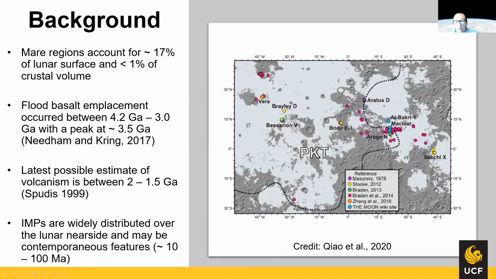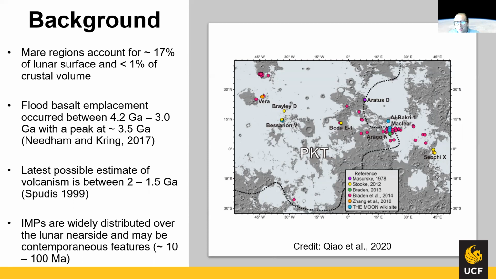IMPs are distributed throughout the lunar near side. The current documented number of IMPs is 91 after a recent catalog in 2020. The image on the right here shows the spatial distribution of IMPs overlain on a LOLA topographic base map. IMPs are primarily located in host Mare regions, but they can occur in a wide variety of geologic contexts.